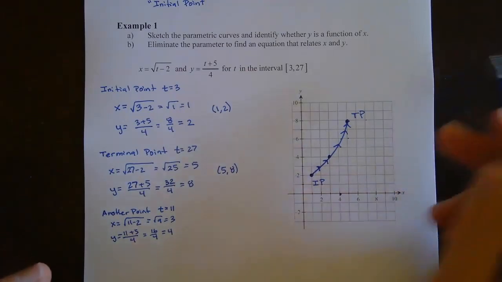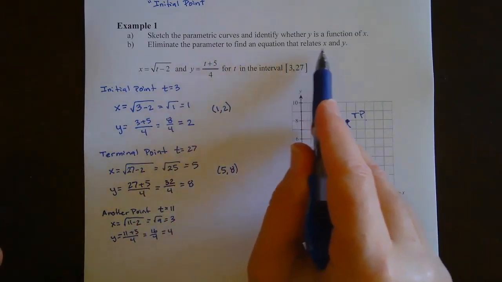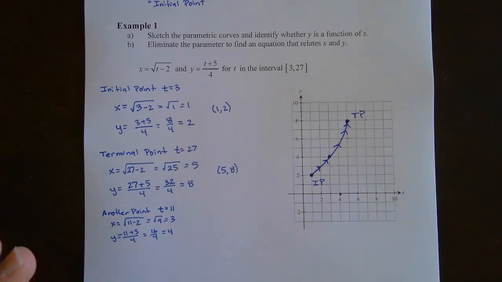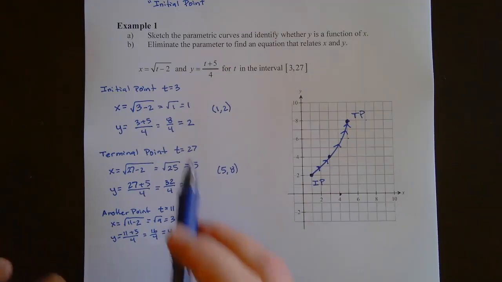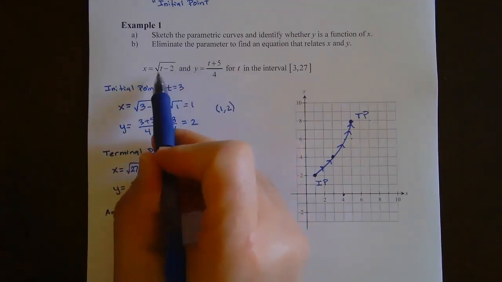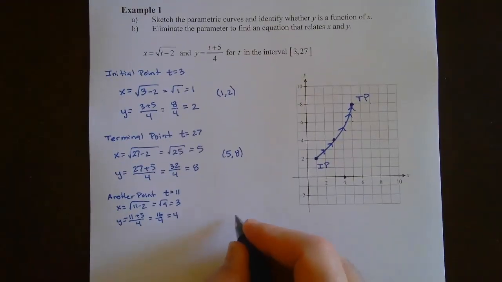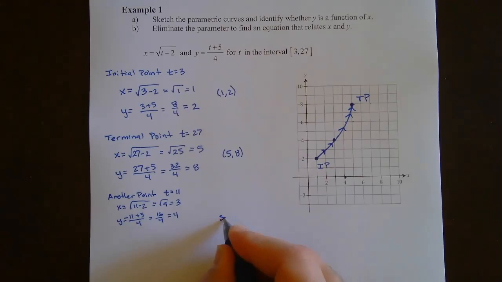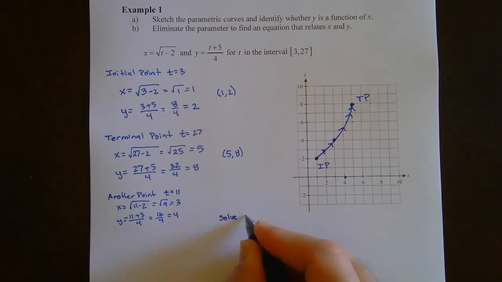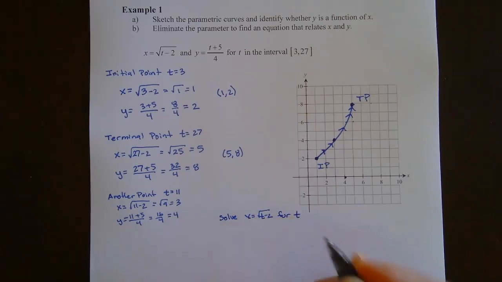All right, so what we want to do next, okay, is that we want to eliminate the parameter to find an equation that relates x and y. So I want to go back to write an equation with x and y, okay? And one way that I would do it is, I would solve the x equation for t, and then take that t, because this t and this t are the same, and then take that t that's in terms of x and replace it right here, okay? So, this is part B, okay? We are going to solve x is equal to the square root of t minus 2 for t, okay?